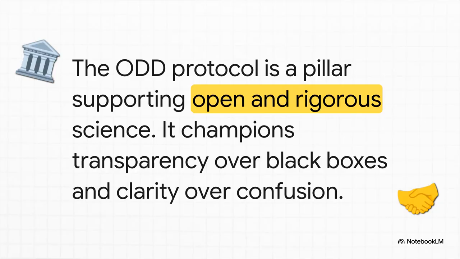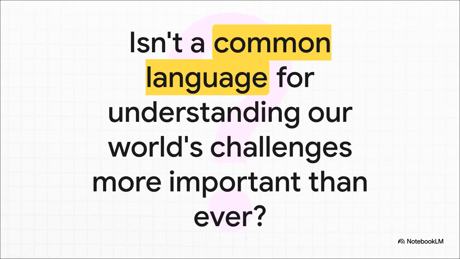So, at the end of the day, the ODD protocol is so much more than just a fill-in-the-blanks template. It's really a pillar that supports the most important values in science. Being open, being rigorous, it's all about choosing transparency over black boxes and clarity over confusion. To put it simply, it just makes science work better. And that really leaves us with one final thought. We're using these incredibly complex models to try and understand some of the biggest, toughest challenges we face. We're talking climate change, economic meltdowns, you name it. So in a world that's this complex, isn't having a common language, a clear way to describe and debate the tools we use to understand it all, isn't that more important now than ever before?